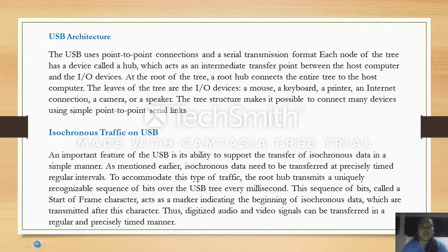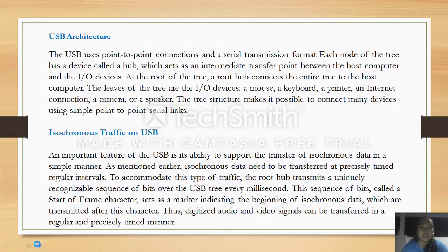USB architecture. The USB uses point-to-point connections in a serial transmission format. Each node of the tree has a device called a hub, which acts as an intermediate transfer point between the host computer and the I/O device, and the root of the tree is a hub that connects the entire tree to the host computer. The leaves of the tree are the I/O devices: a mouse, a keyboard, a printer, an internet connection, a camera, or a speaker. The tree structure makes it possible to connect any device using simple point-to-point serial links.